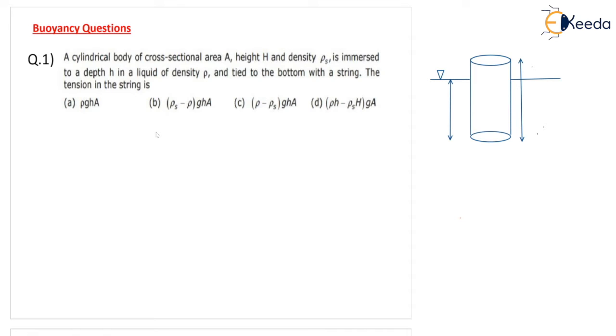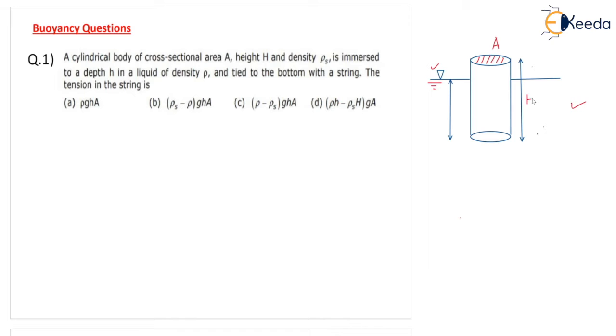So first of all, let us draw the diagram and look into this. This is the diagram on the right hand side, and this is the free surface of water. Water is present here, and a cylindrical body of cross-sectional area capital A. You can see this area is capital A, and the height.